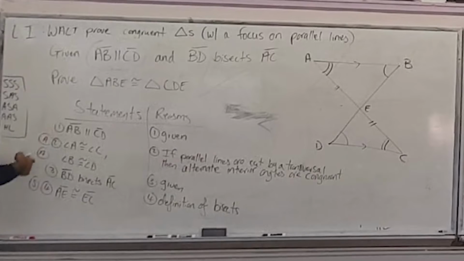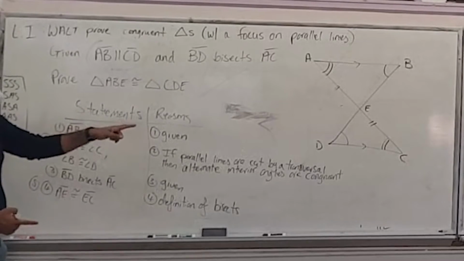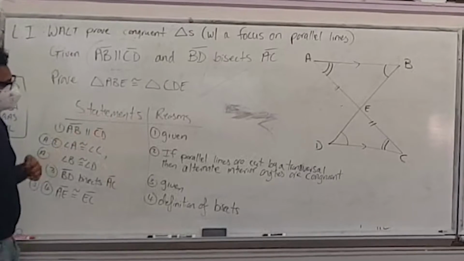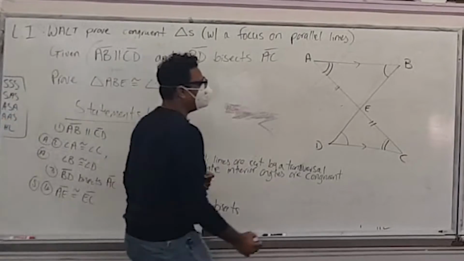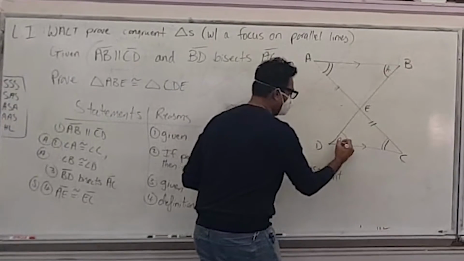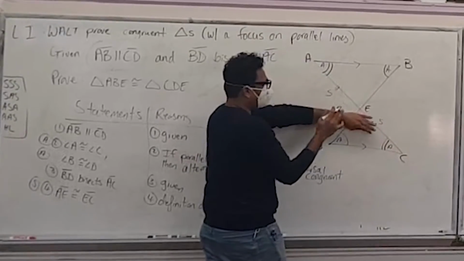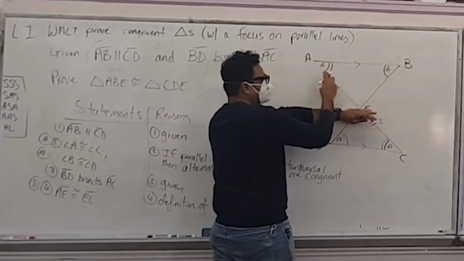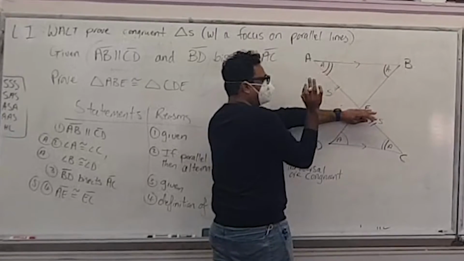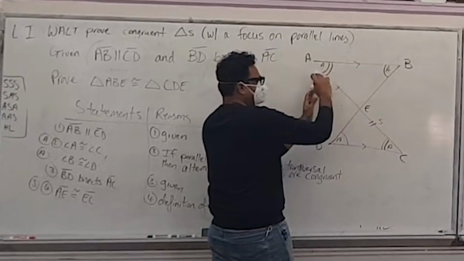Now, even though it's like AAS on here, I always have to look at the picture and make sure. Is it AAS? Right, yeah. This angle is congruent to this one. This angle is congruent to that one. This side is congruent to that one. But look at just one triangle, AAS. S is not in between the two A's. Therefore, it is not ASA, it is AAS.